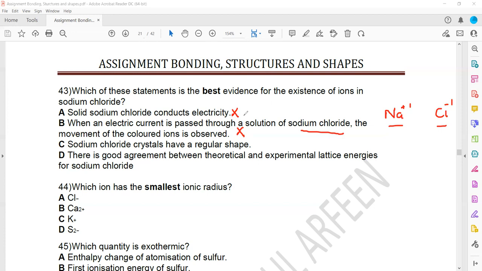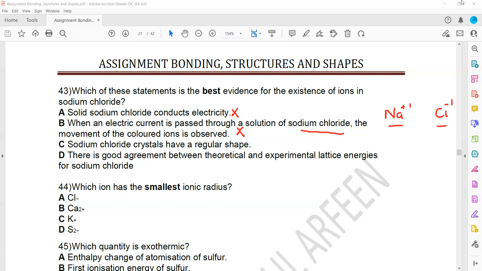So in part C, sodium chloride crystals have a regular shape. But regular shape does not give evidence of the existence of ions. It has a regular shape, but that is not confirmation that ions are present in sodium chloride. And in option D, there's a good agreement between the theoretical and the experimental lattice energy.